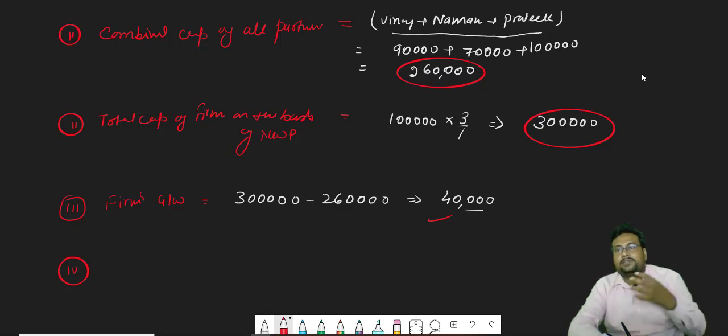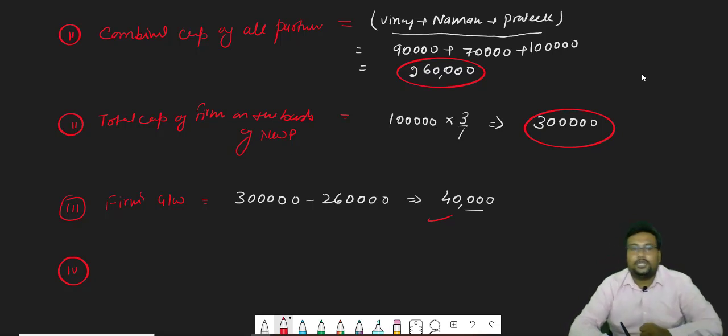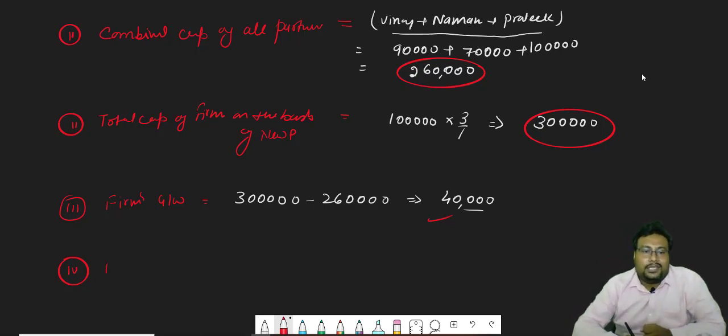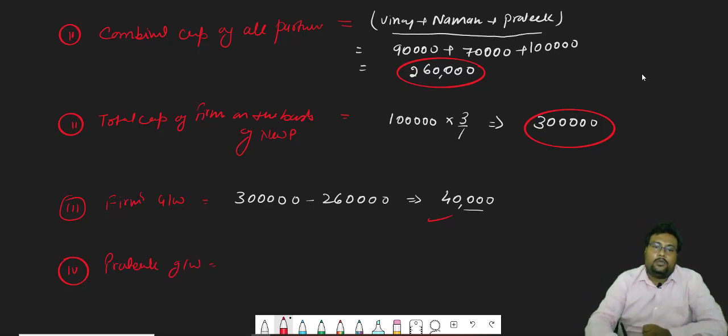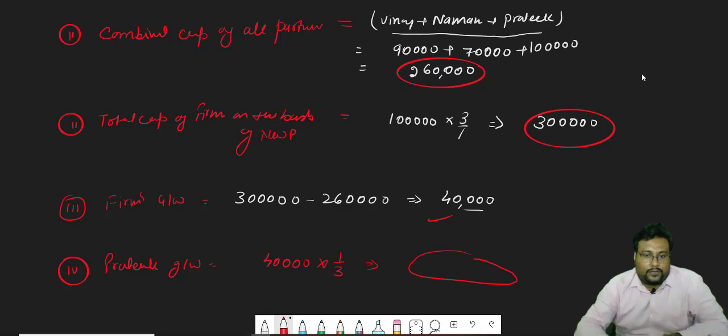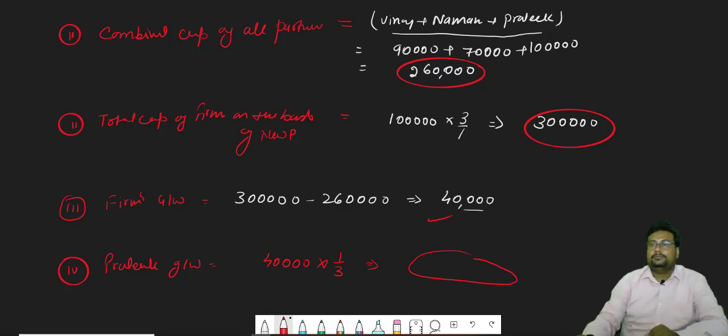I am just teaching you how to find out Pratik's share of goodwill, because in another question it may ask how to calculate Pratik's share of goodwill. So the fourth one is what? Pratik's goodwill. So the total firm goodwill is how much? Beta, 40,000, and Pratik's share is how much? 1/3. So just find out, and this answer will be Pratik's share of goodwill. Okay, so how much is it coming? Find out. So it will become how much?